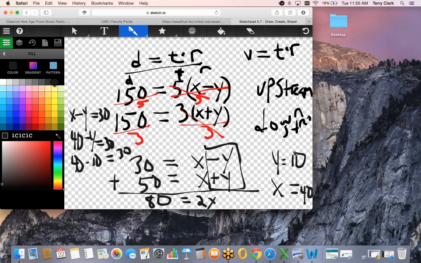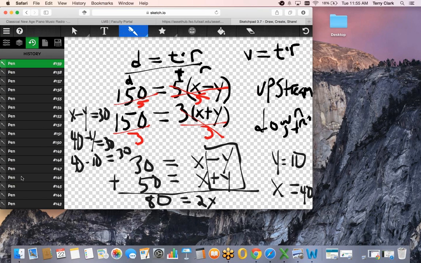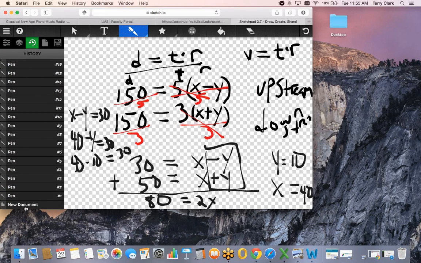Now what I'm going to do is go back and distribute in this problem and show you what happens if you have to eliminate x or y the other way around. So I'm going to clear this.